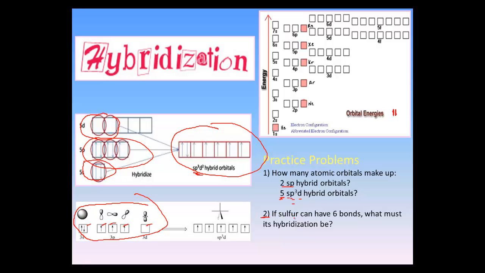Another question. If sulfur can have 6 bonds, 6 pairs of electrons in the outer shell, what must its hybridization be? So it would need 6 bonds. It would need 6 boxes, 6 orbitals. Is that 6? I think that's 6 right there. So this one would be made from an S, this from a P, this from a P, this one from a P, and a D and a D. So the answer is sp3d2.